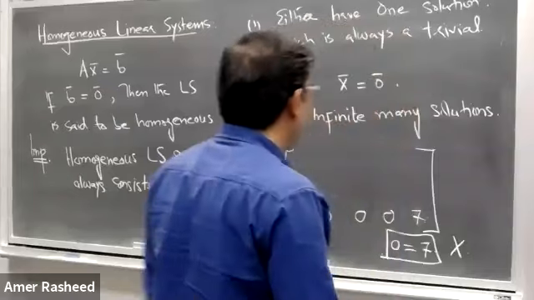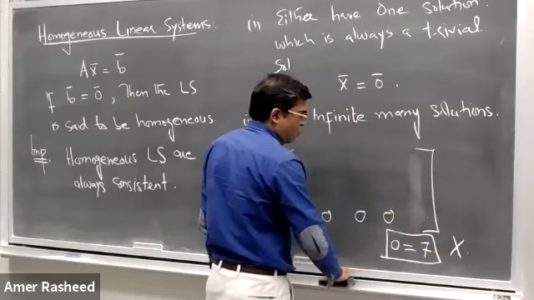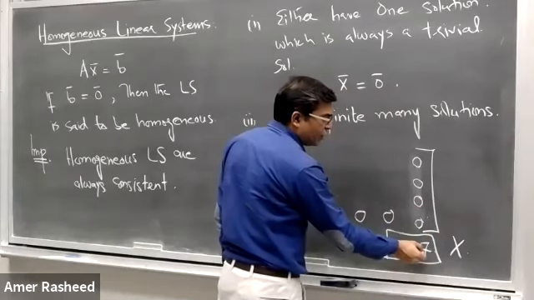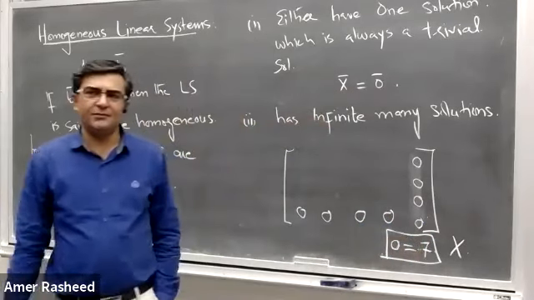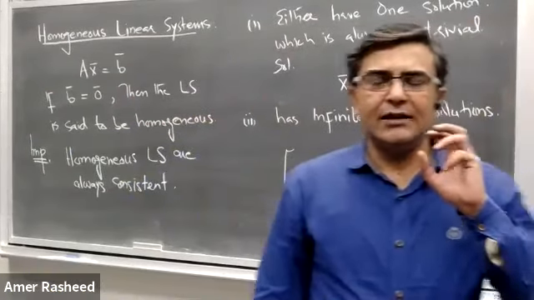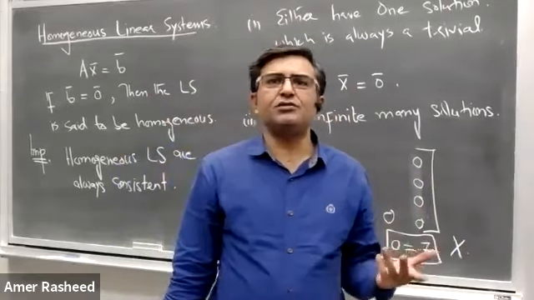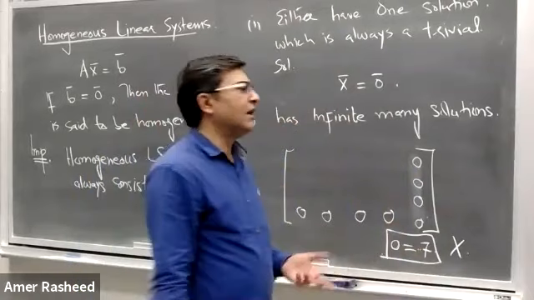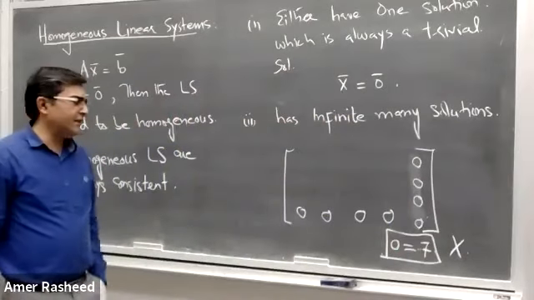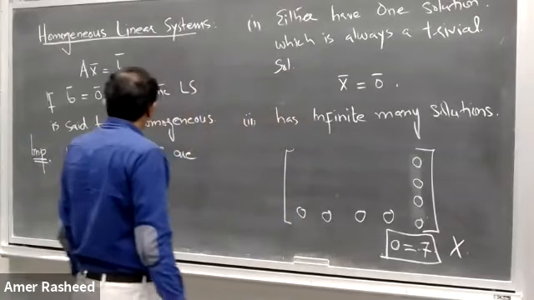But in a homogeneous linear system, we already have right-hand side 0. We have all zeros here. So this situation is not possible in homogeneous linear systems. That's why a homogeneous linear system must have either a unique solution, which is the trivial solution, the zero solution, or infinitely many solutions, because this situation cannot arise here. So that's why homogeneous linear systems are always consistent. I hope you get it. Any question?